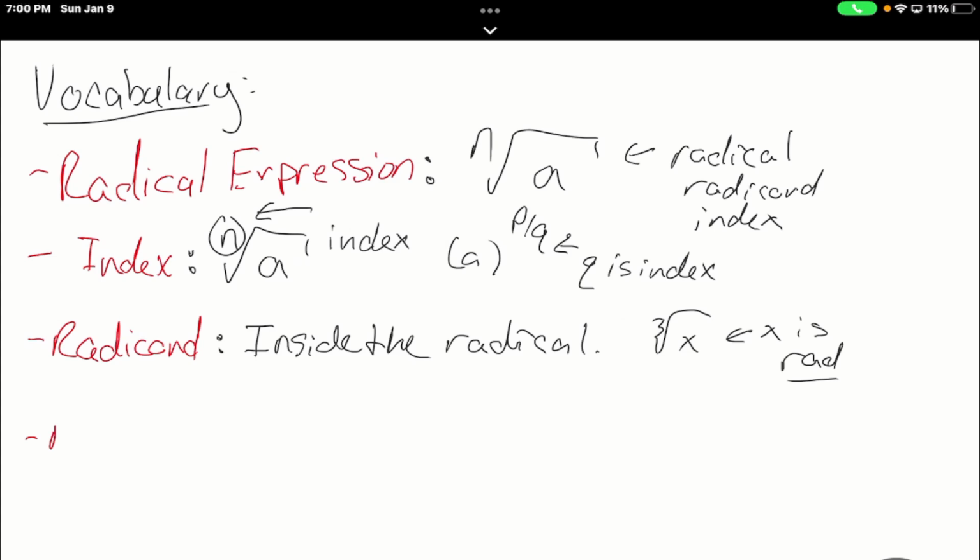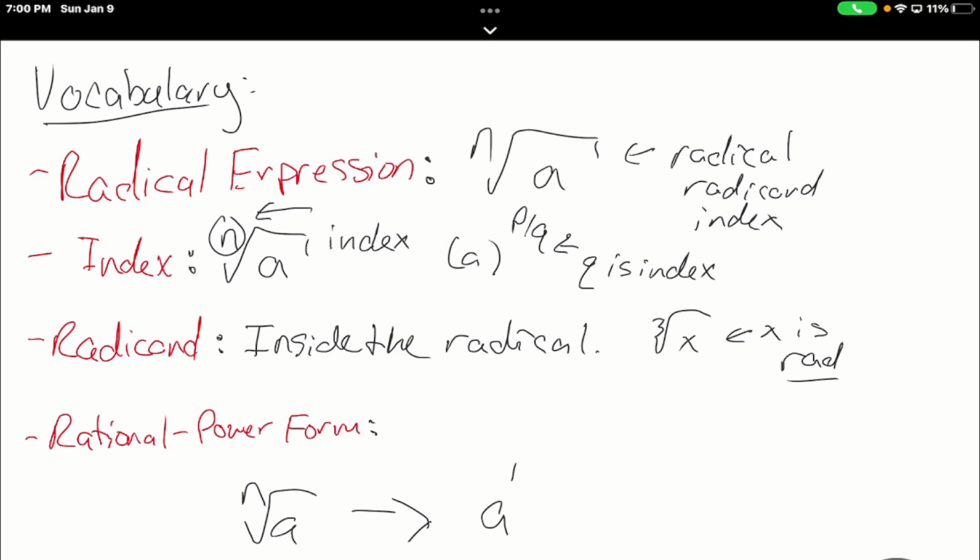I have rational power form as its own separate term. Okay. Rational power form corresponds to, let's say I have something in radical form, and I want to translate it into rational form. This is going to be a to the 1 over n. This is rational power form. If you want a wordy explanation, it's an expression that is raised to a rational power. So that sums up Chapter 11's first section.